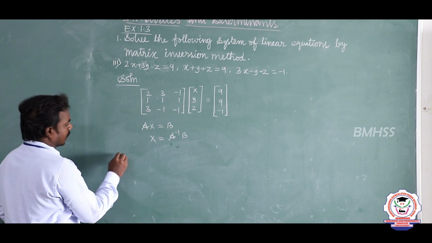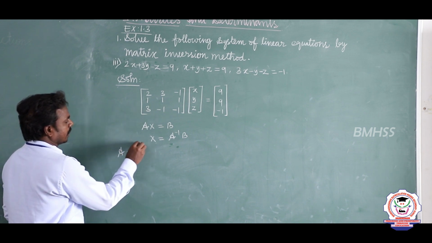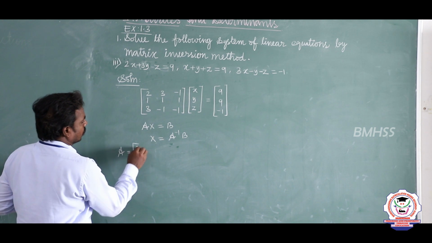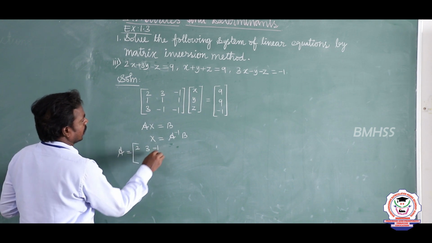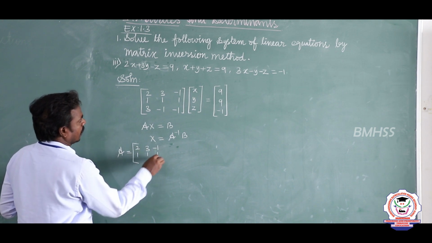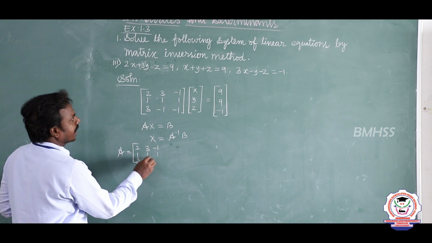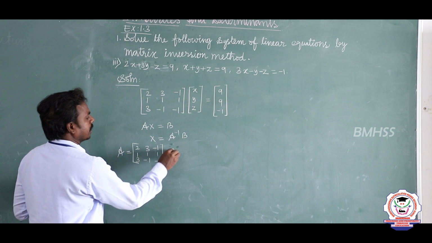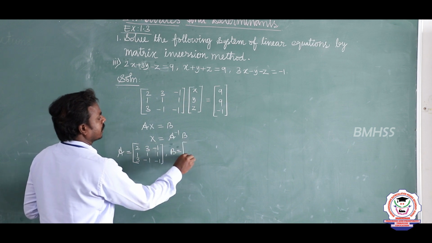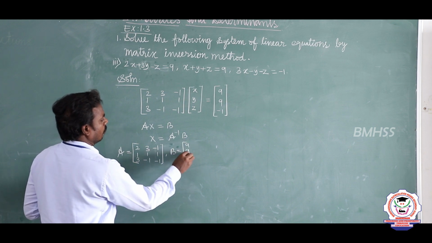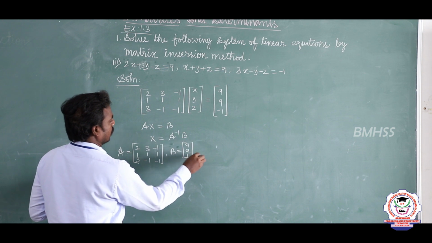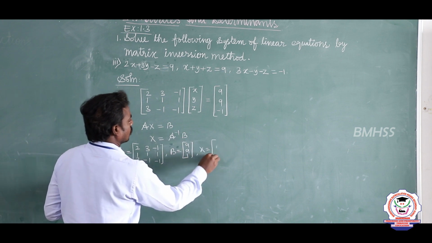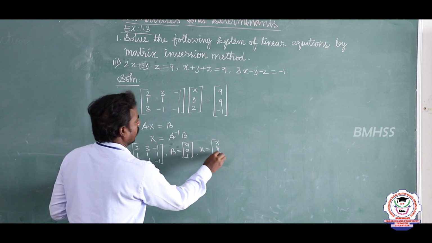Now what is the A matrix? Write the given matrix, that is the A matrix, which is equal to the 3 by 3 matrix: 2, 3, minus 1; 1, 1, 1; third row 3, minus 1, minus 1. And the B matrix, that is the column matrix 9, 9, minus 1. The X matrix is also a column matrix x, y, z.